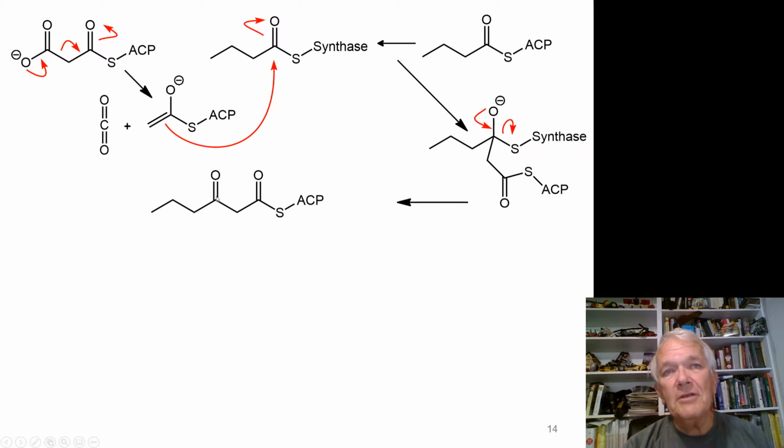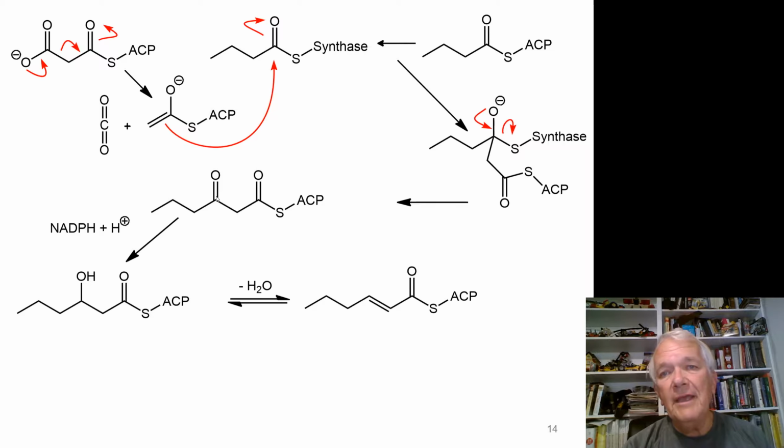Now we've got to get rid of this carbonyl. We do the exact same thing. We reduce it to the alcohol. We dehydrate. We get our double bond. We reduce the double bond, and now we have 6 carbons.